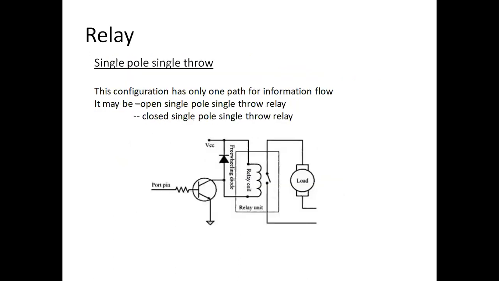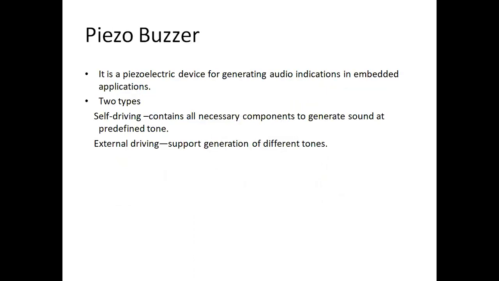Now let's move to the next one called piezo buzzer. Okay. So this is a piezoelectric device. It generates audio indications in embedded applications. When voltage is applied to the circuit diaphragm, the piezo buzzer produces audible sound. These are available in two types. One is self-driving and the other is external driving. Self-driving generates a tone on applying voltage, but external driving buzzers generate different tones by applying a variable pulse to the buzzer.